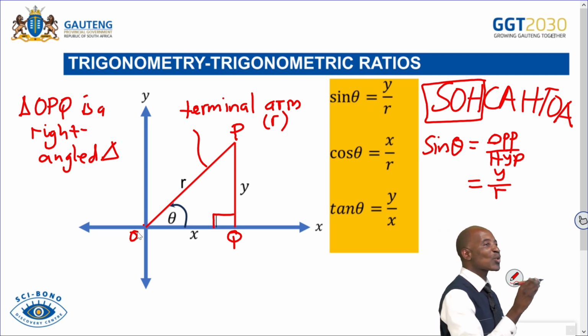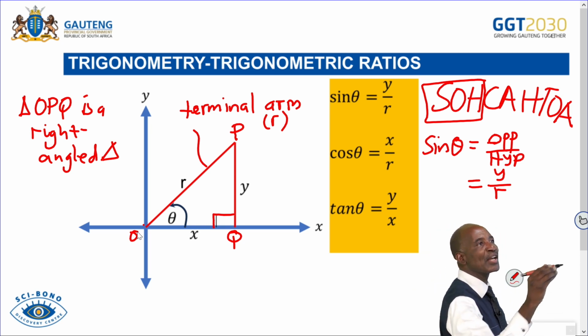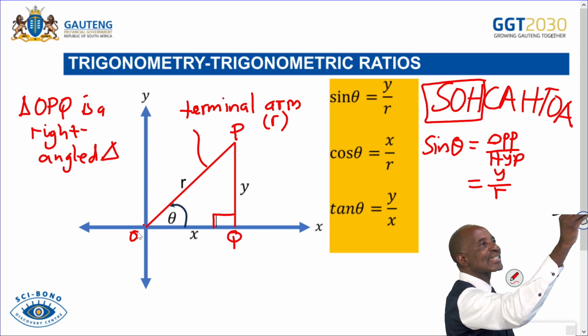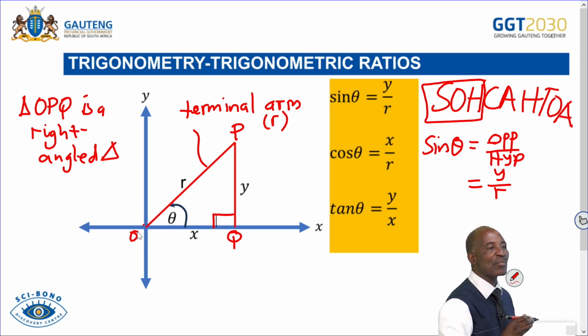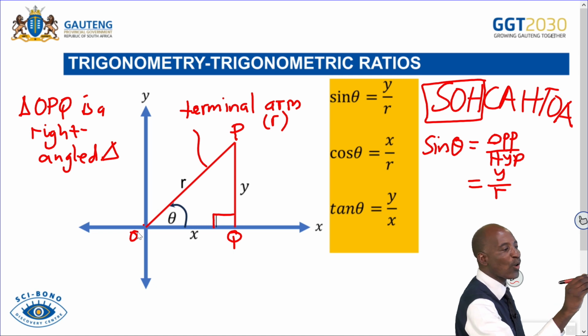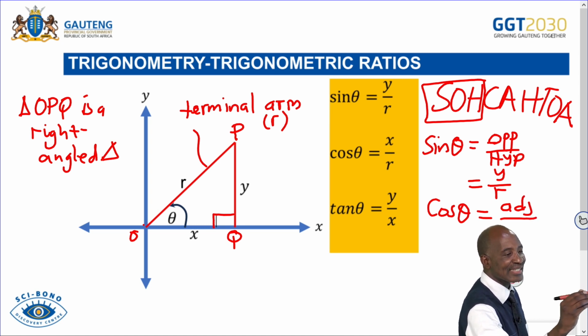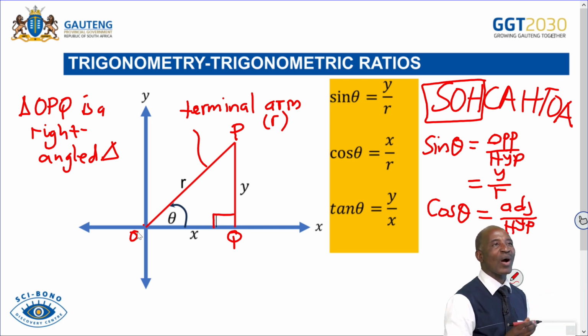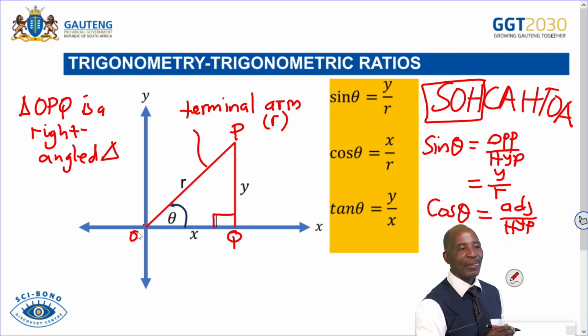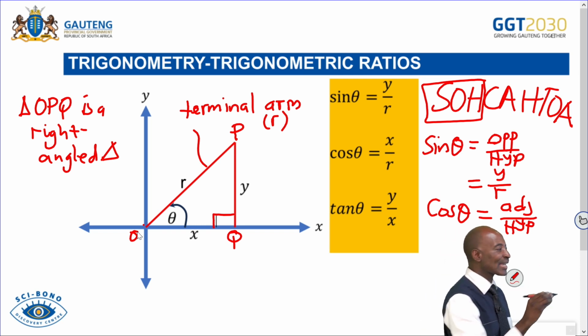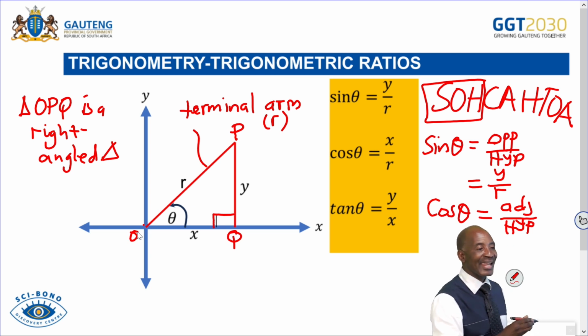The same applies to cosine. How do we define cosine? Cosine is going to be the adjacent side divided by the same hypotenuse side. So the cos of theta is equal to the adjacent side, which you have to identify, divided by the hypotenuse side, according to our SOHCAHTOA. Then when we go back to the sketch, our adjacent side is the side that is placed closer to the angle theta.